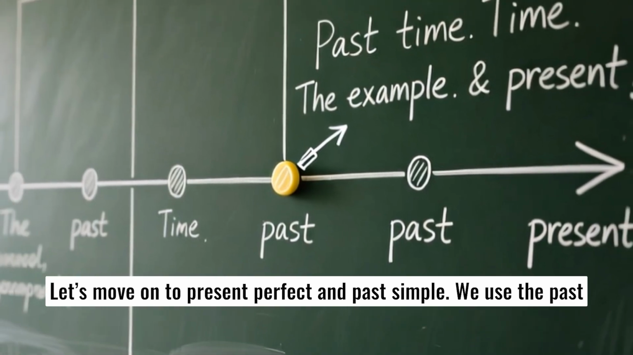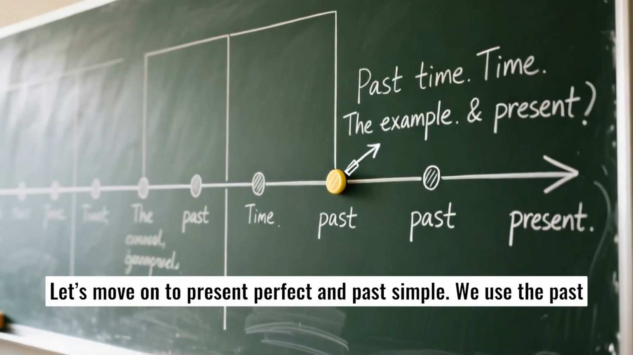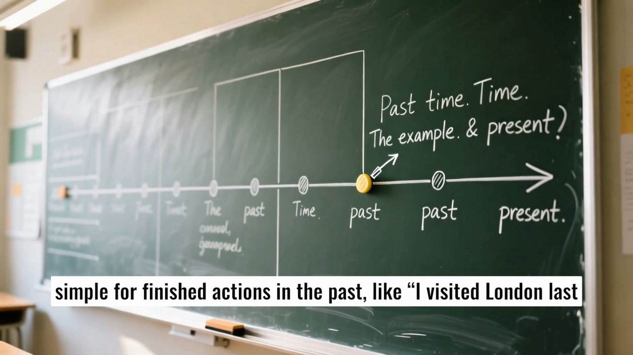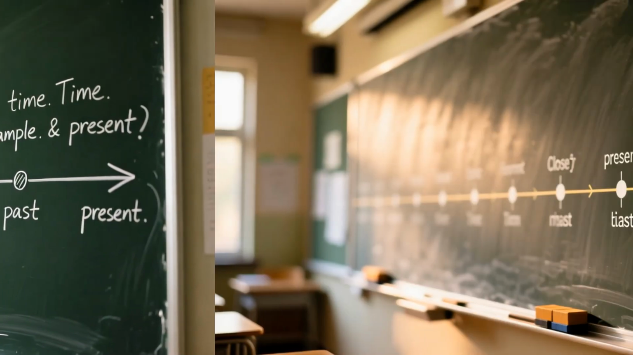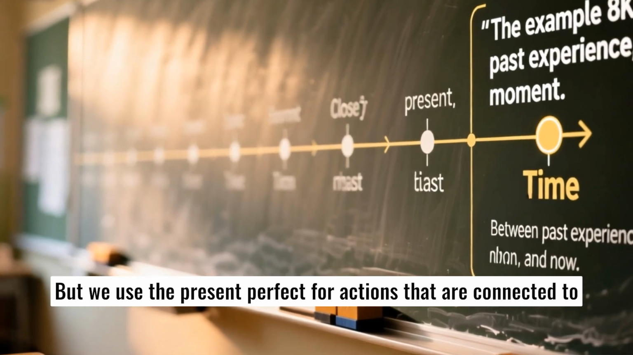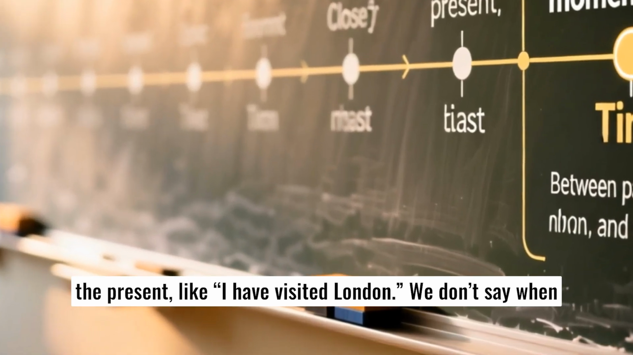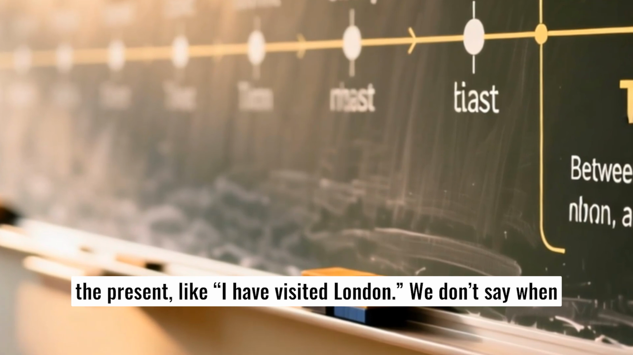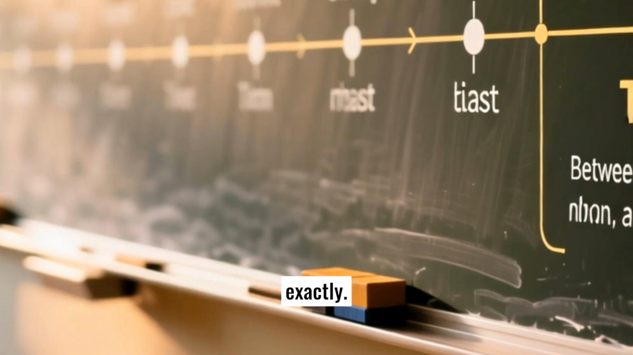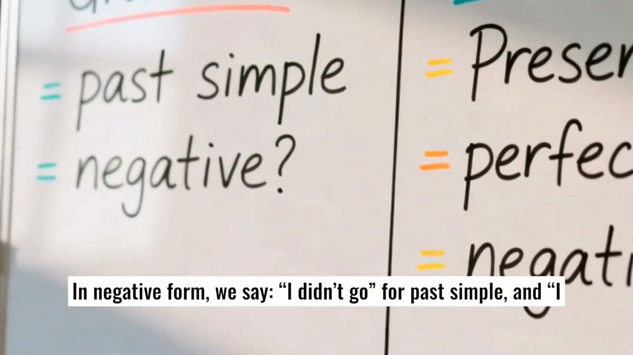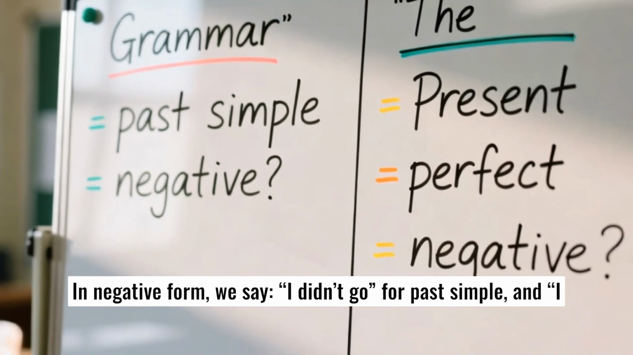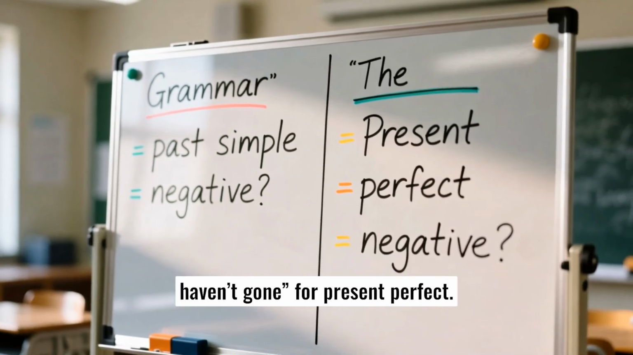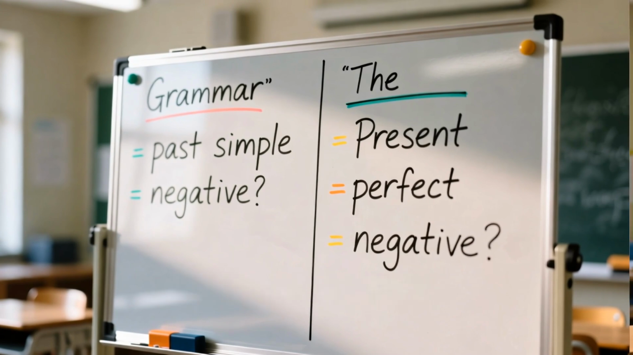Let's move on to present perfect and past simple. We use the past simple for finished actions in the past, like I visited London last year. But we use the present perfect for actions that are connected to the present, like I have visited London. We don't say when exactly. In negative form, we say I didn't go for past simple, and I haven't gone for present perfect.